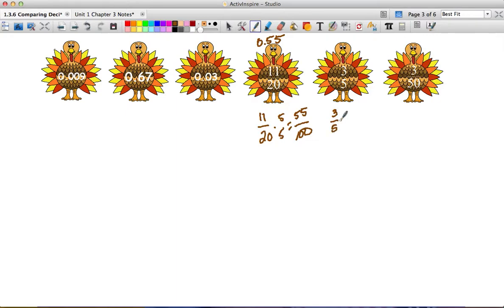3/5 can be changed to tenths, so it's going to be 0 and 6 tenths. And then 3/50ths can be changed to 100 by multiplying both the top and the bottom by 2, and I get 6 hundredths, which I know is 0.06. So now I'm going greatest to least.